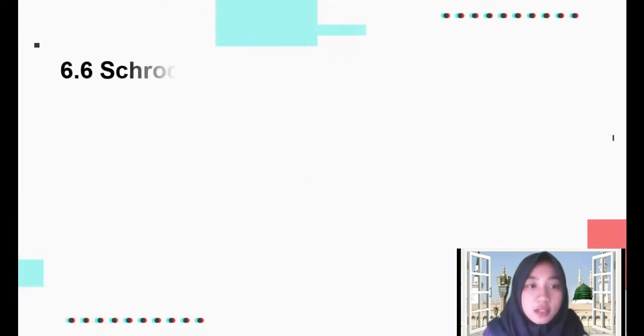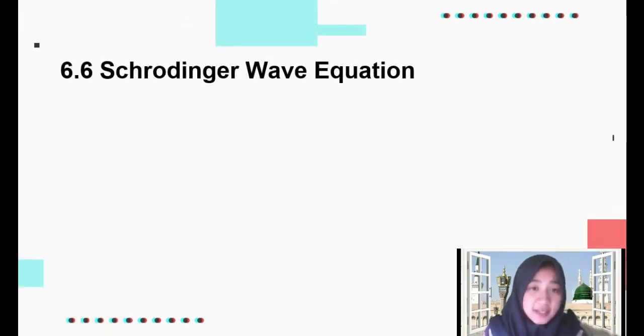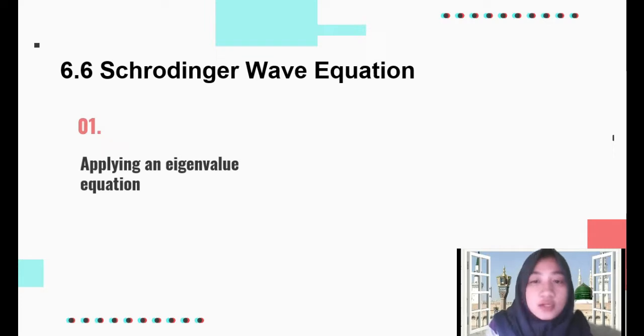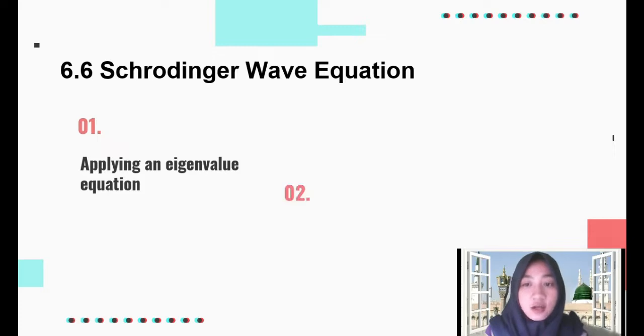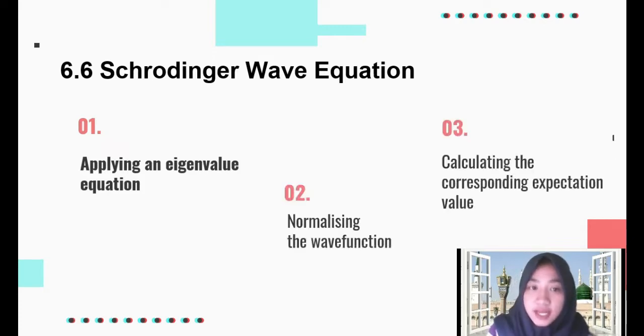Section 6.6, the Schrödinger wave equation. In the previous section, we discussed a physical state through a given wave function, from which we could draw any information of the system by applying an eigenvalue equation, normalizing the wave function and calculating the corresponding expectation value.